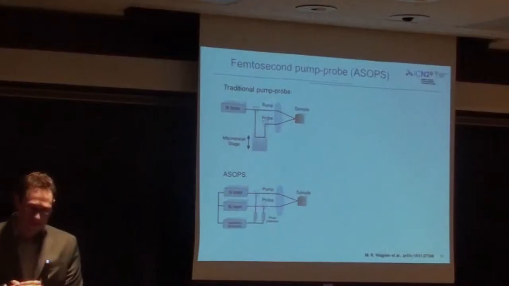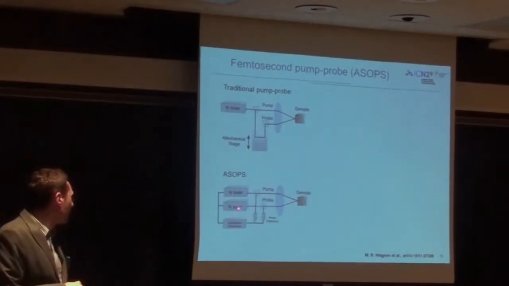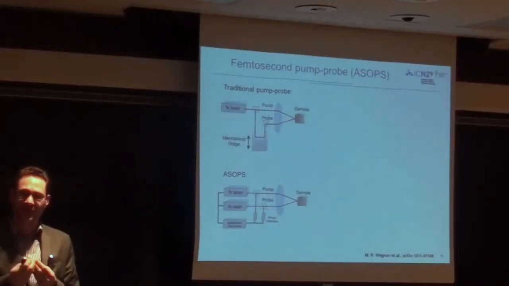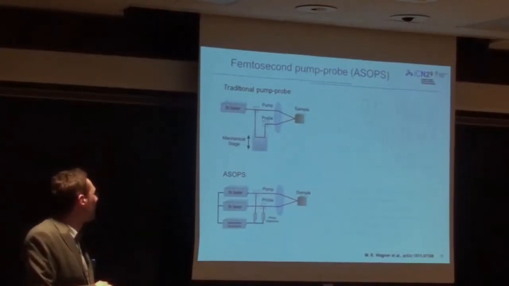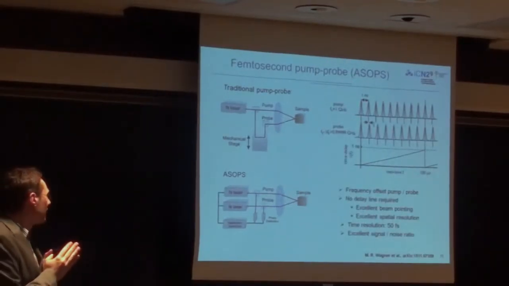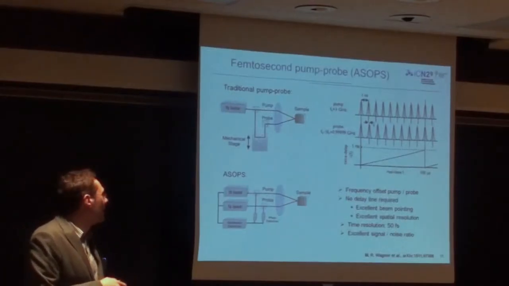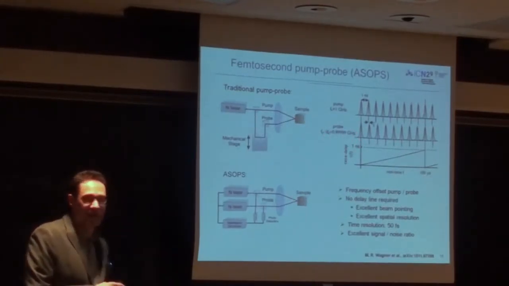However, in asynchronous optical sampling, we use two femtosecond lasers, and these femtosecond lasers are actively stabilized and have a certain frequency offset. So how does it work? Well, in this case, the repetition rate is very high. They have a repetition rate of 1 gigahertz. And you can see that there's a certain frequency offset, in this case, 10 kilohertz.